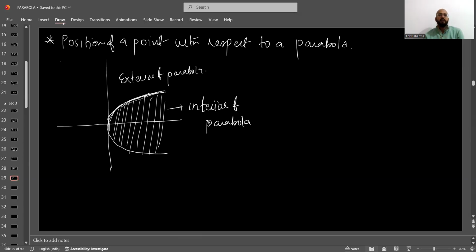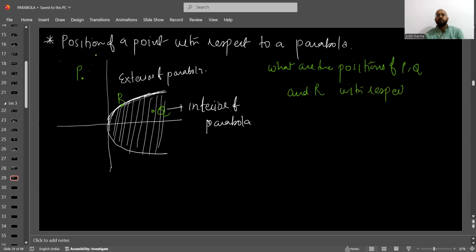So now if I have a point here, say P. So this is my point P, and say I have a point Q, and a point R. What are the positions of P, Q and R with respect to this parabola? If someone gives you randomly a point and a parabola and asks whether this point is lying outside the parabola or inside the parabola, how do we get it? That is our goal. So let's go ahead.